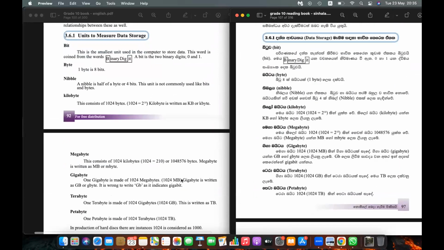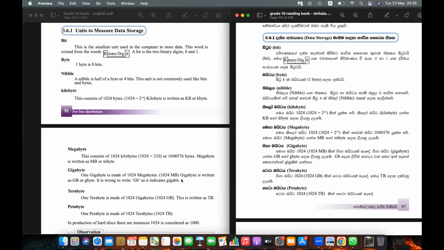So, the measurement units. Bit is the smallest thing. Bit is the smallest unit that we can measure. Bit is a binary digit, a 1 or 0. 8 bits are a byte.